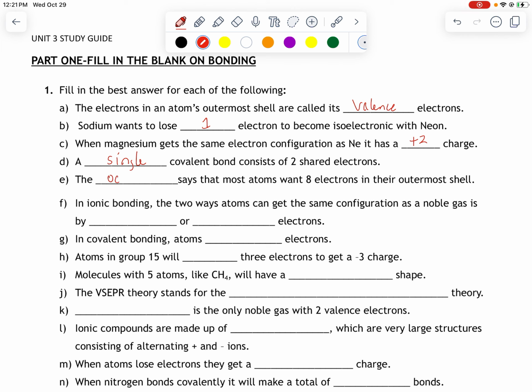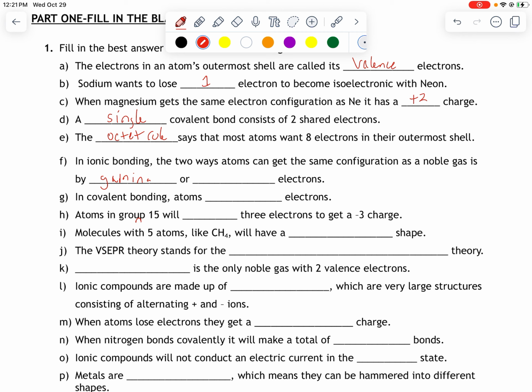The octet rule says that most atoms want 8 in their outermost shell. Ionic bonds are ways atoms get the same configuration as noble gases by gaining or losing electrons. In covalent bonding, atoms share. Atoms in group 15 will gain 3 electrons to get a -3 charge.